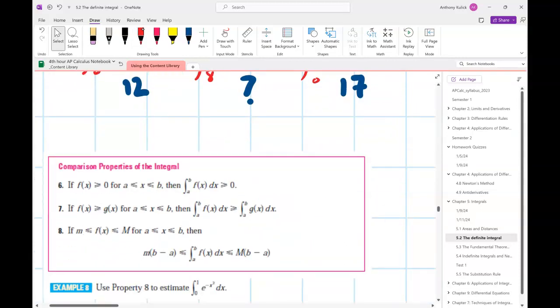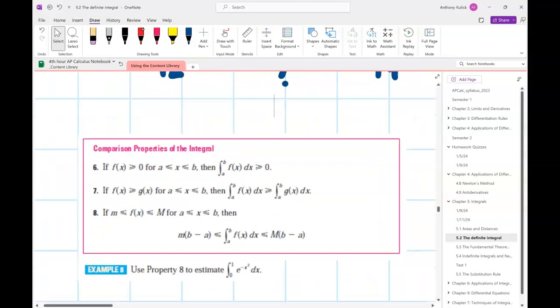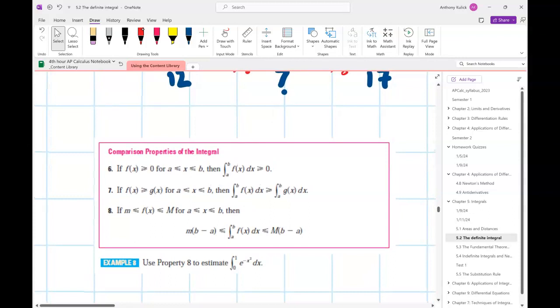Our last set of ideas are these comparison properties, which are very intuitive. So if our function is positive over the entire interval, the integral is positive over the entire interval. Well, of course, because the heights of all our rectangles are positive, right?